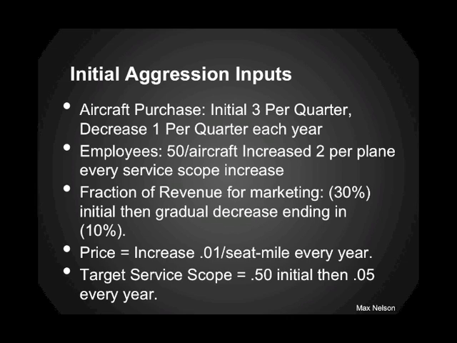We had the same idea with marketing, starting at 30% of our revenue and ending up at 5%. In order to balance our large spending on planes and marketing, we kept other expenses low. We started with only 50 employees per plane and with a low service scope. We had a reciprocal relationship with the price, employees, and service scope. As we decreased planes and marketing, we increased these other factors.